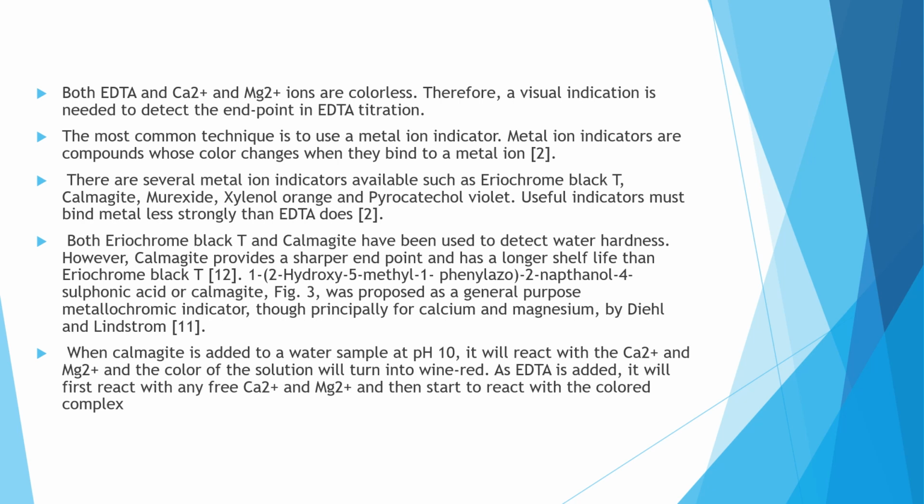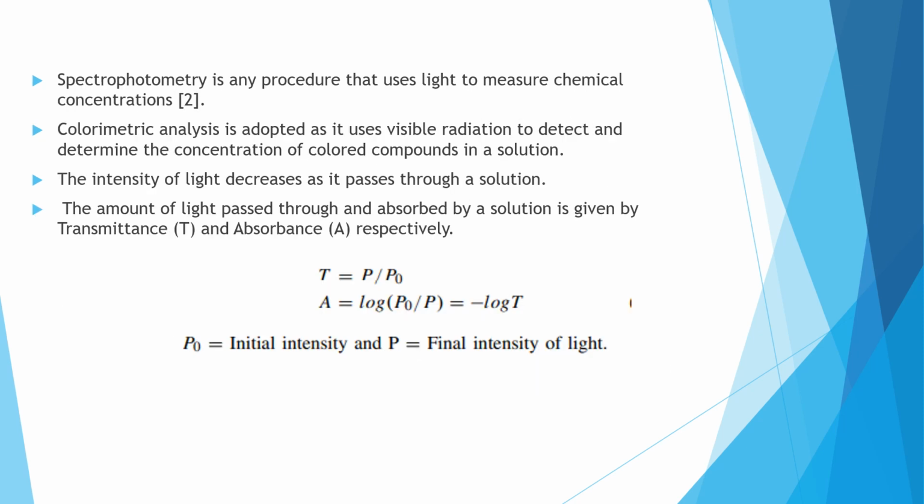We saw in the third slide that calmagite's structure was given. The IUPAC formula of that was this. It was proposed as a general purpose metallochromic indicator, principally for calcium and magnesium, by Lindstrom. When calmagite is added to a water sample at pH 10, it will react with the Ca2+ and Mg2+, and the color of the solution will turn wine red. As EDTA is added, it will first react with any free Ca2+ and Mg2+, then start to react with the colored complex.